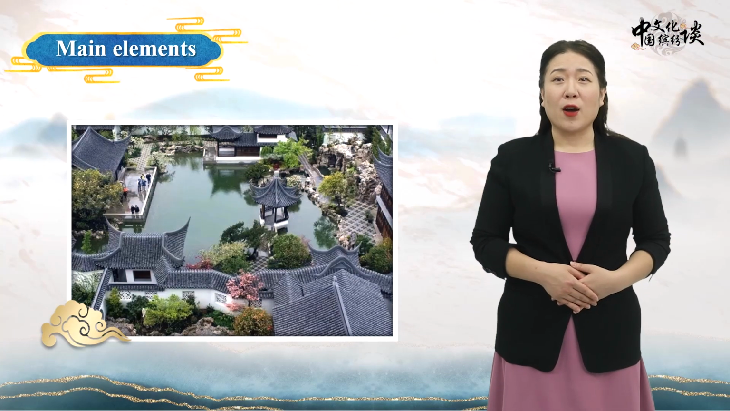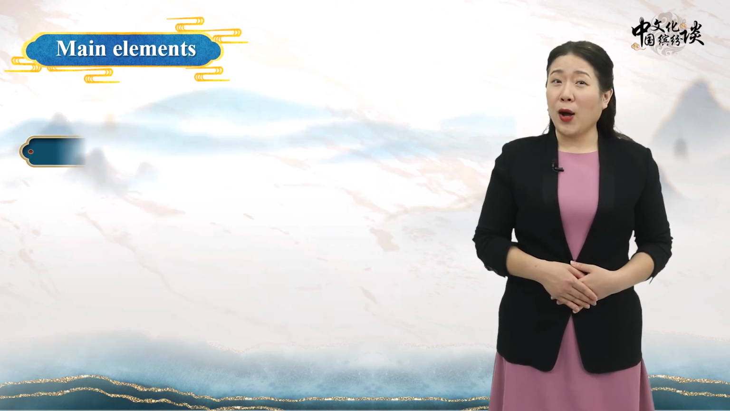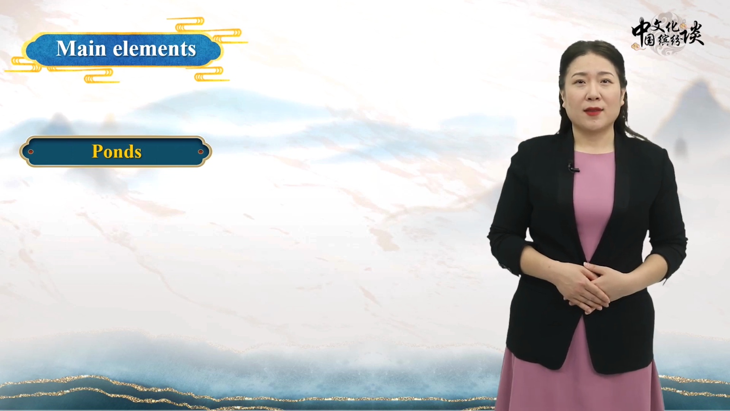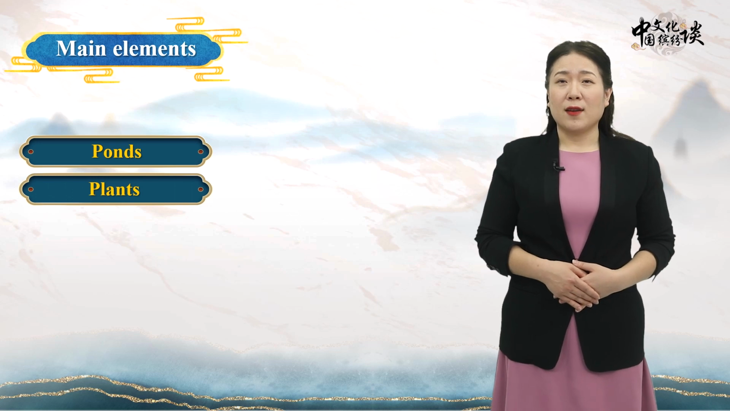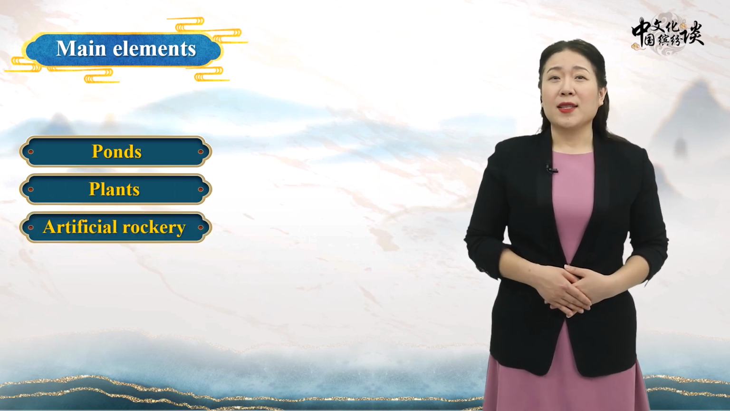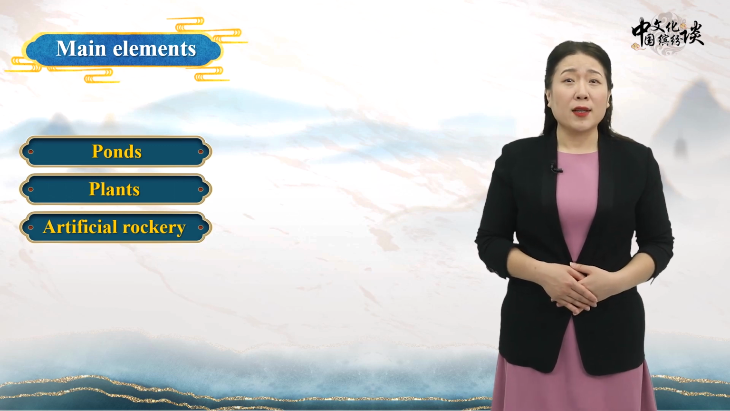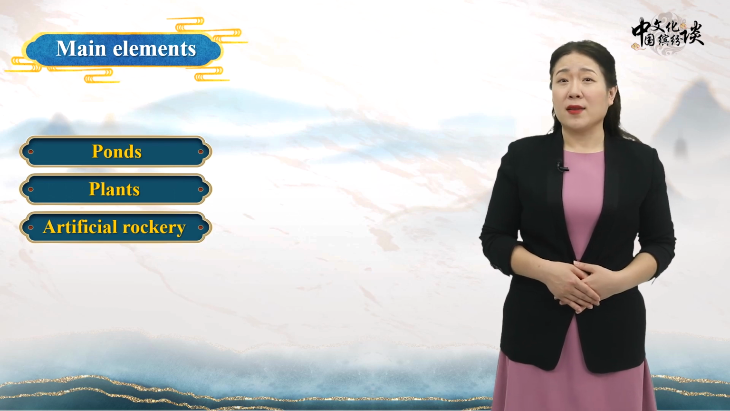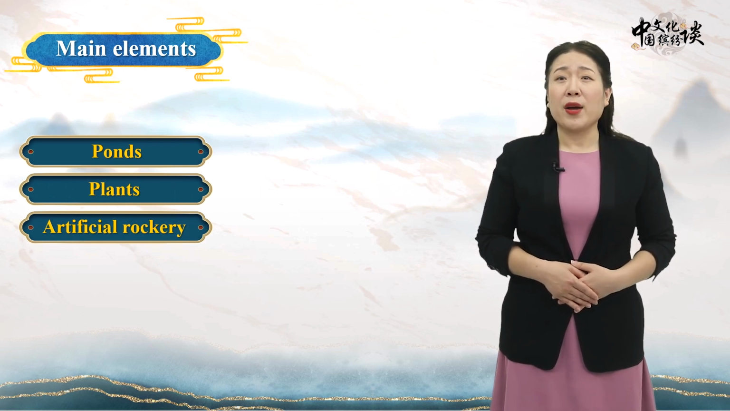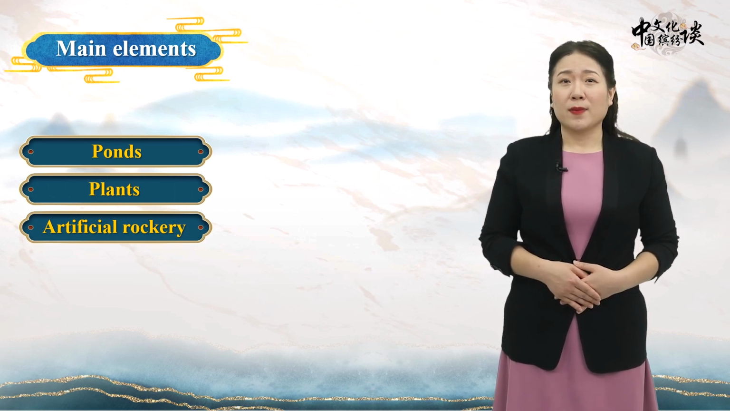Okay, I hope you have got the message. What are the main elements of Suzhou gardens? They include ponds, symbolizing water, plants, the trees and flowers, and artificial rockery, symbolizing mountains, with water as yin and the rock as yang. Here in Suzhou Garden, its design embodies the balance of yin and yang that is a prevalent theme in Chinese culture. What else?